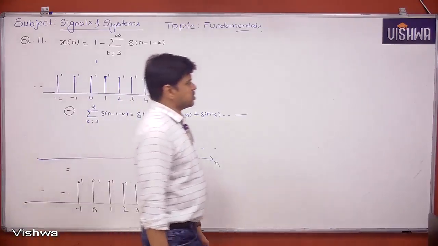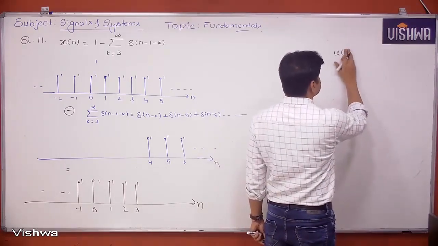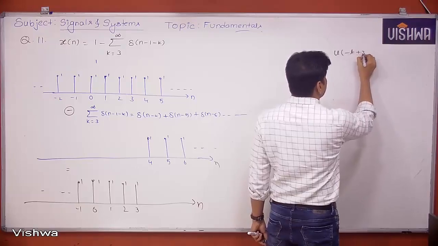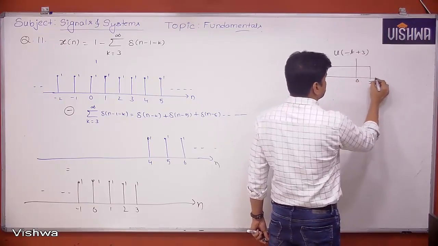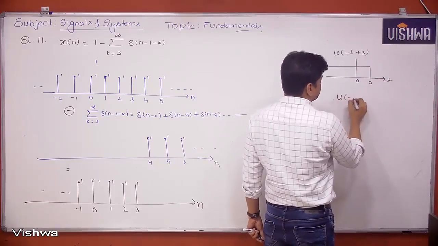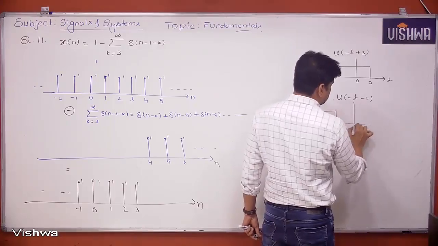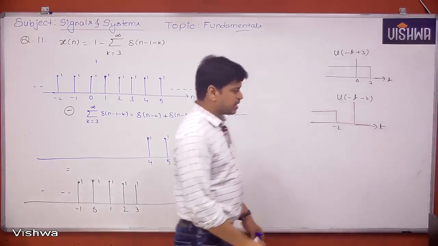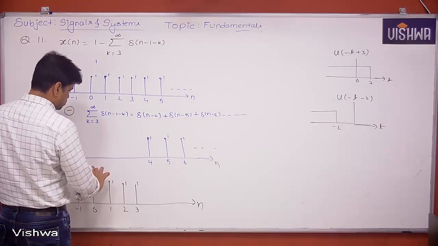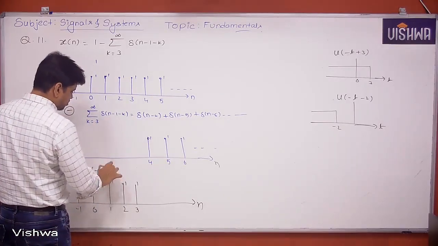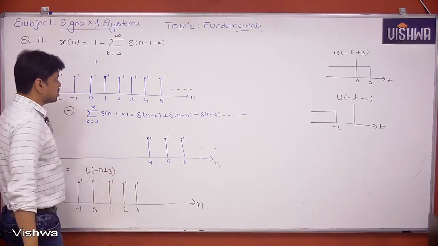Do you remember this? In the continuous time case we have seen u(minus t plus 3), how it looks. Suppose u(minus t minus 2), this exists up to minus 2. We have seen these things in the continuous time case. In exactly the similar way, this can also be written as u(minus n plus 3), because it is up to plus 3. So this is what we are going to get.